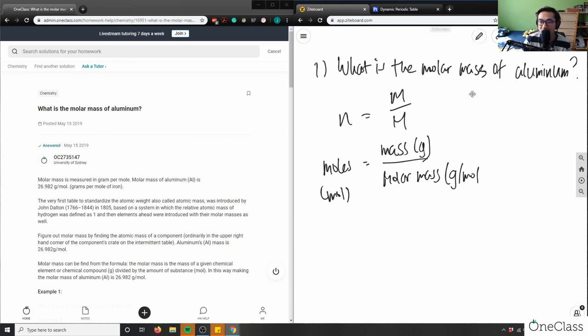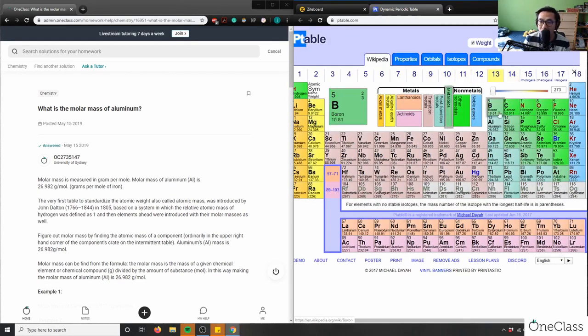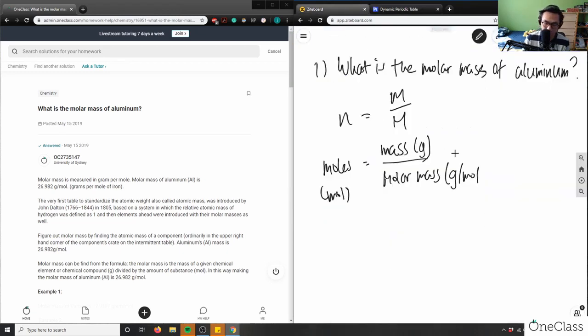Because it's asking simply, what is the molar mass of aluminum? We can look at our periodic table and answer this question. If you look at aluminum here, molar mass is basically the atomic mass of our element. Aluminum says 26.982. So that's our answer, our molar mass, big M subscript Al, equals 26.982 grams per mole.